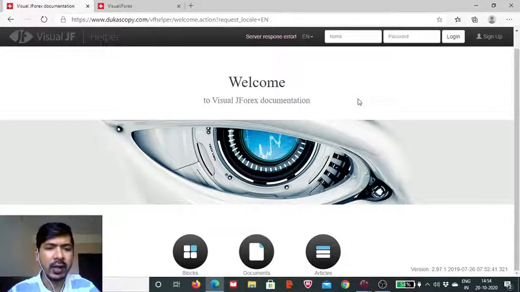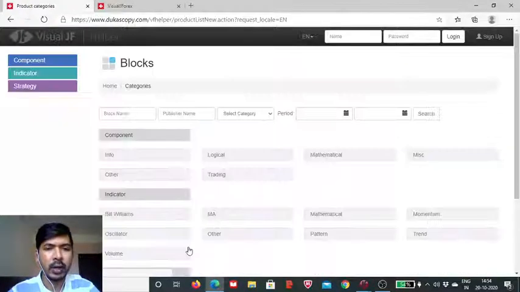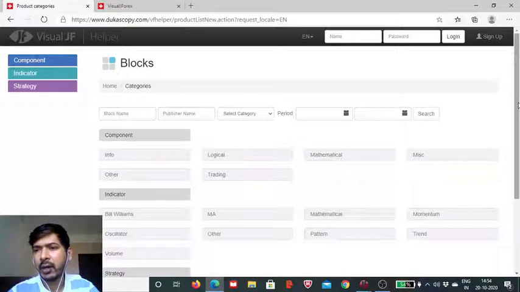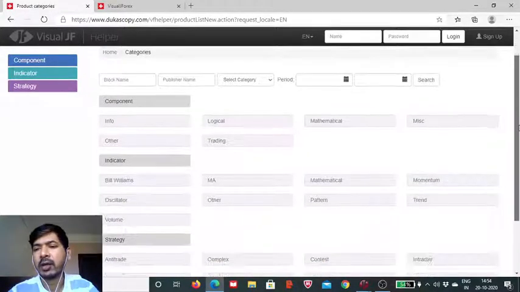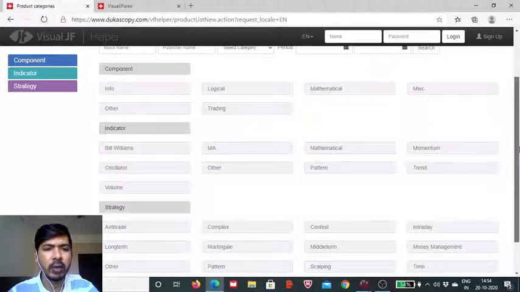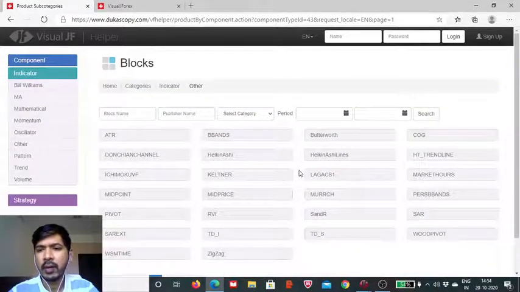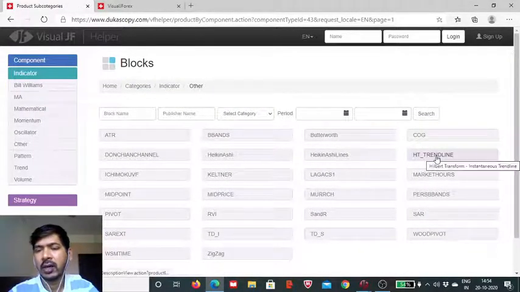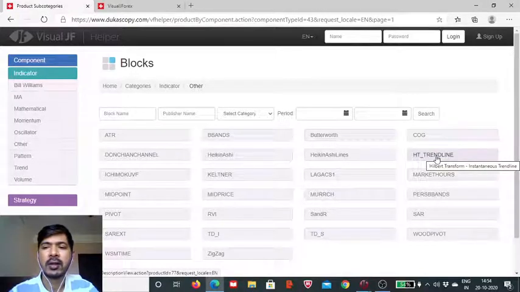In today's session of Visual JForex, I will be demonstrating the use of the indicator named Hilbert Transform Instantaneous Trend Line. This is a signal filter usually used in digital signal processing, and in the late 1990s it was also adapted for trading purposes by John Ehlers, and we can credit him for designing and developing various indicators. This is one of such indicators. It is classified under the other blocks in the indicator series. Today is the turn of the HT trend line, that is Hilbert Transform Instantaneous Trend Line.